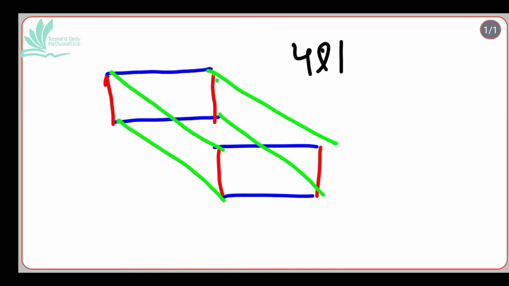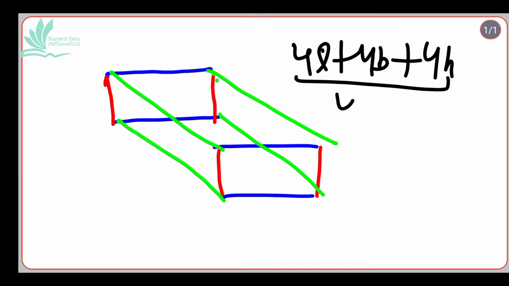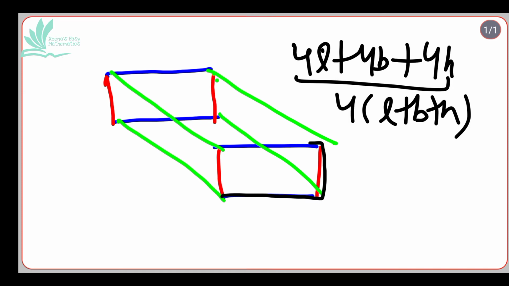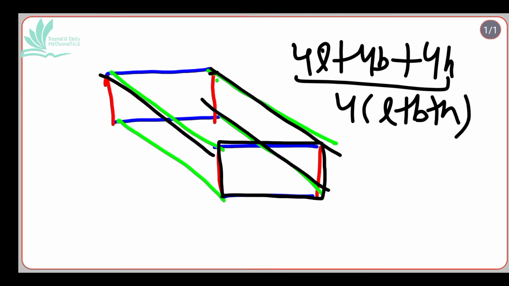4 length plus 4 breadth plus 4 height, and after taking 4 common you can calculate it as 4 times length plus breadth plus height. Which are highlighted here, these all are the edges of the cuboid. If you add all the edges, you can get the perimeter of a cuboid.